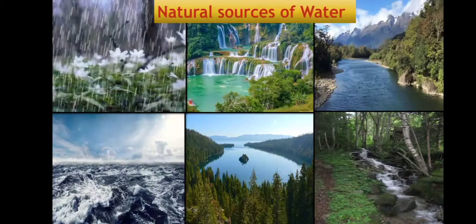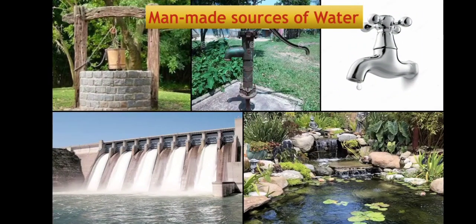Then next one, man-made sources of water. Some sources of water are made by man and they are called man-made sources of water. Which are the man-made sources? Look here. Which is this? Tube well, taps, dams, ponds. These are some man-made sources of water.